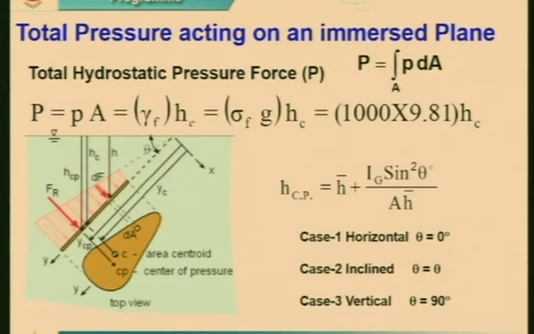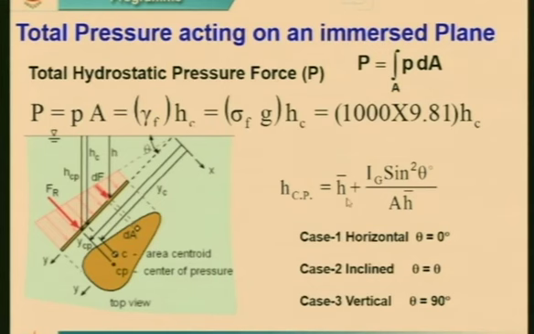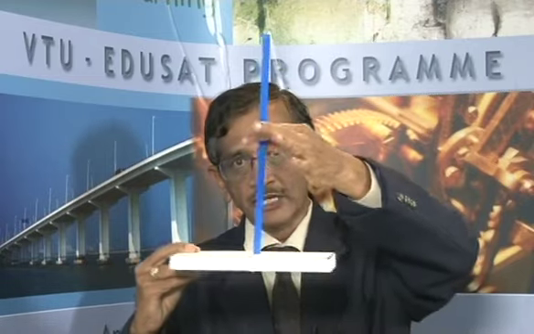This center of pressure can be obtained by using the equation h bar plus Ig sin square theta divided by area of the plate, which is say L into B, into h bar, which is the depth of the centroid from the free surface. This G I have shown in the diagram, correct? As far as the angle theta is concerned, if it is horizontal, yesterday we saw it is going to be 0. So, H center of pressure will become the same as H bar. It means the center of pressure and the centroid will be acting at the same point. The whole force will be acting at the same point.